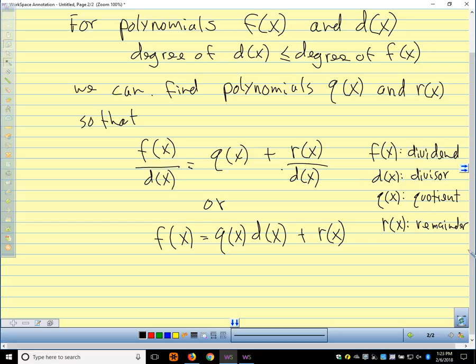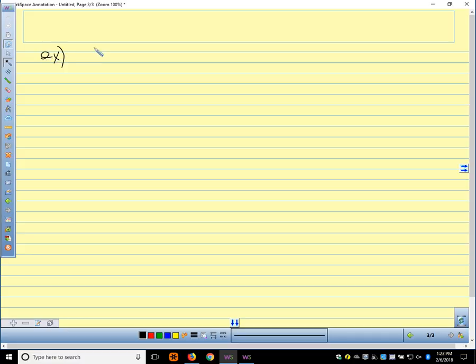All right, so let's look at another example, and then we will talk about a shortcut. We will get into synthetic division in just a second. All right, so we want to do this division: 3x cubed minus x squared plus 5x divided by x minus 2. So I'm going to set up my division.